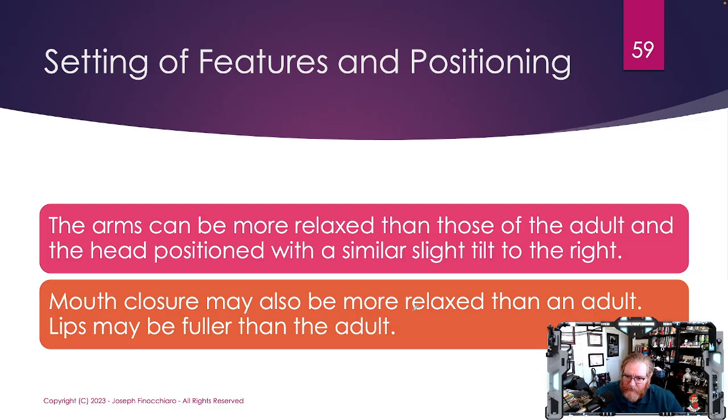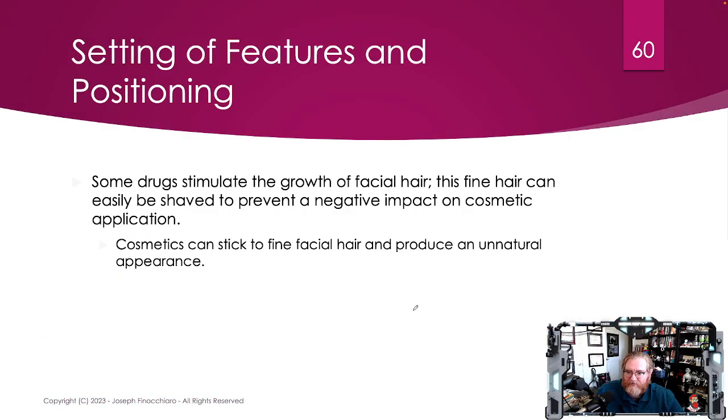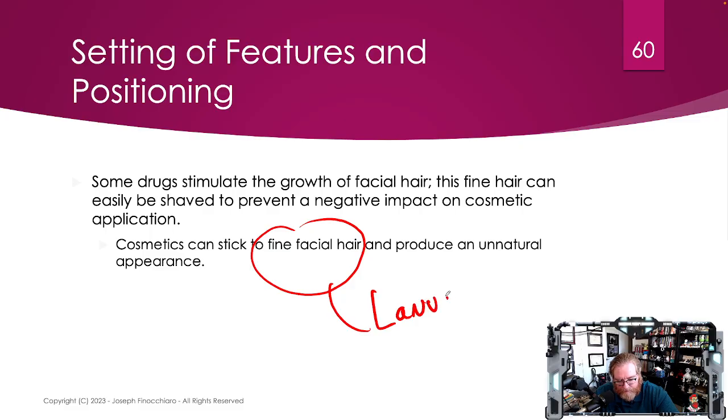The arms can be more relaxed than those of the adult, and the head positioned with a similar slight tilt to the right. Mouth closure may also be more relaxed than an adult. Lips may be fuller than the adult. Some drugs overstimulate the growth of facial hair. This fine hair can easily be shaved to prevent a negative impact on cosmetic application, because cosmetics can stick to fine facial hair and produce an unnatural appearance. This fine facial hair is called lanugo.